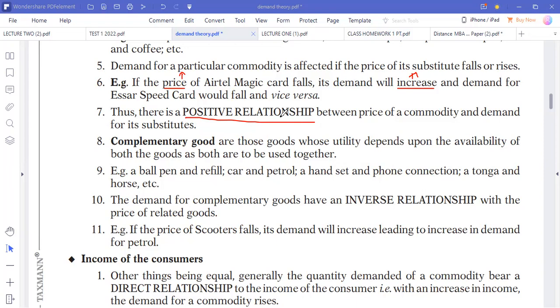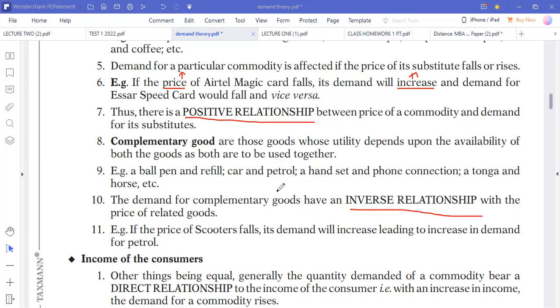So what happens is they have an inverse relationship. This means if the price of petrol goes up, what happens? The demand for cars will go down. Why? Because these work together. Without one, the other becomes useless. So we call that a substitution effect.